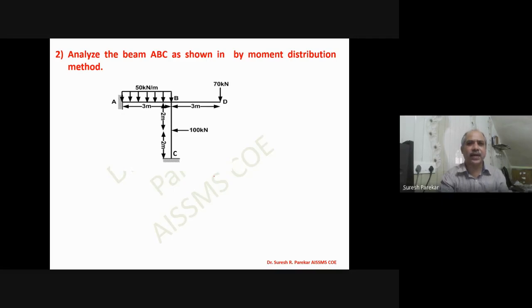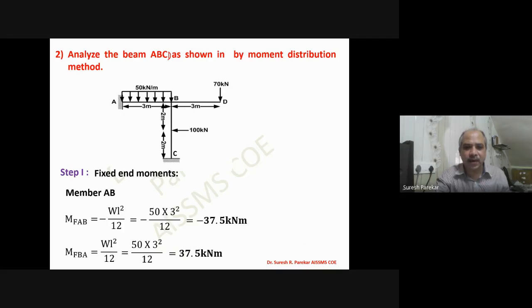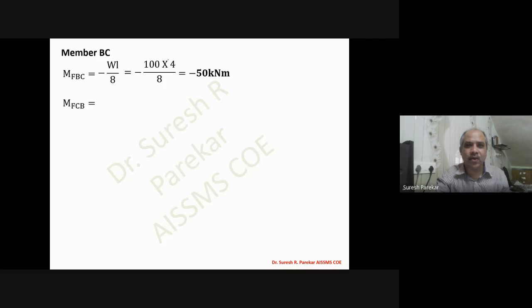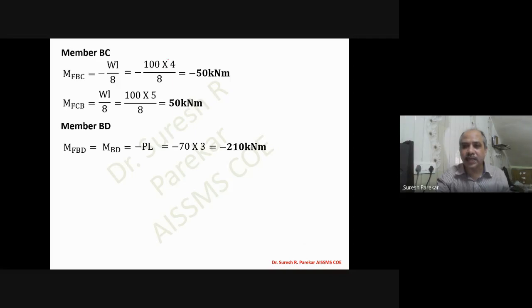Now we will go for another. This is also an A, B, C, D frame, and this frame we have to analyze again by moment distribution. The same frame we have analyzed by slope deflection also. So here also we have joint B, but I have an overhang as BD. And then we will go for fixed end moments. So AB we have minus 37.5, and then we have BA, this is also plus 37.5. Then BC, I will not go into detail with these fixed end moments now. This MFBD, we also took in the slope deflection method, which is equal to MBD, and we have this value as minus 210 kilonewton meter.